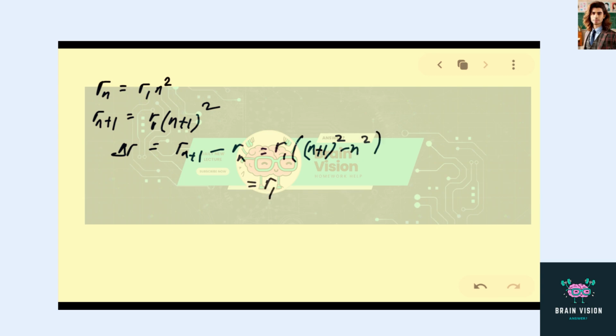That will be r1 times 2n plus 1. And we see that delta r is actually proportional to n. We can just approximate this to be r1 times 2n when n is very large. So delta r is proportional to n. Therefore, when n increases to a very large number, the difference in orbital radii will be larger. So they will not get closer to each other, but rather they will get further apart when n increases.